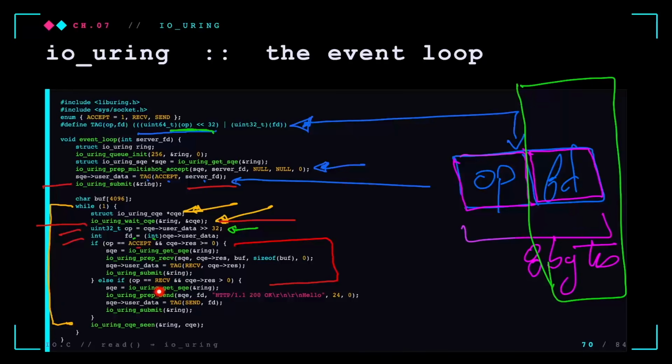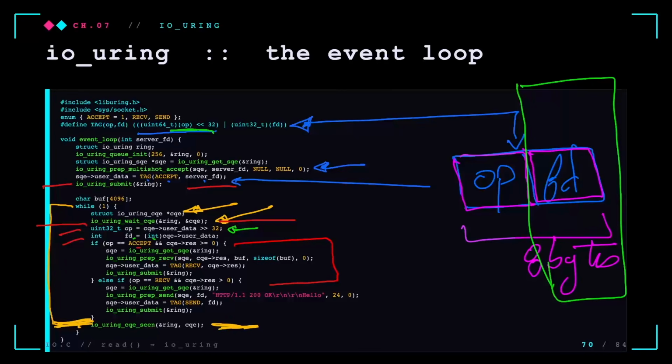Otherwise, if it's a receive, it means we have received data from a client. Then we're going to respond to this client with a basic HTTP response saying hello, error code 200. And for this, we're going to basically prepare a new submission queue entry that is send, because we want to send a socket to this client. And the user data is going to be tag send and the file descriptor of the client, and we submit again. In the end, we mark it as seen. Even if we don't care about it, we mark it as seen. So we only react to the event that we are interested in.